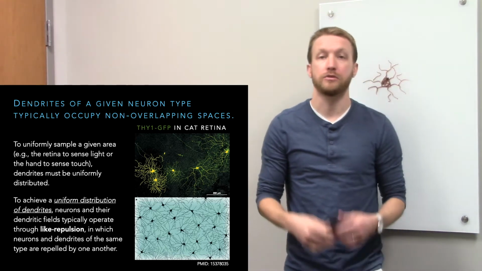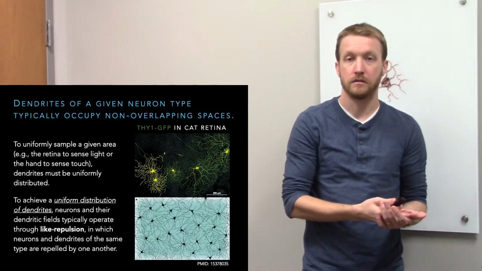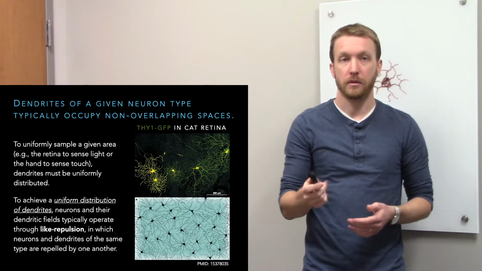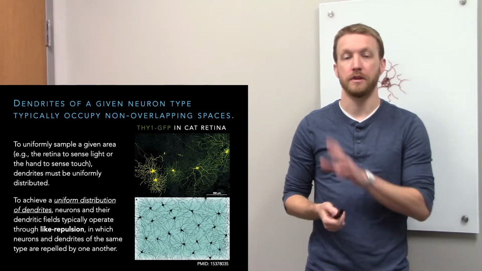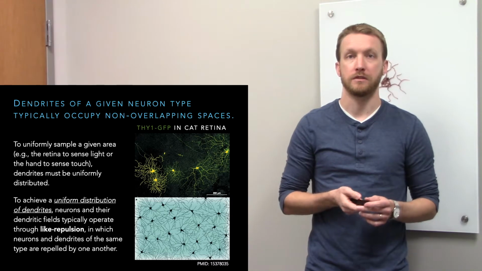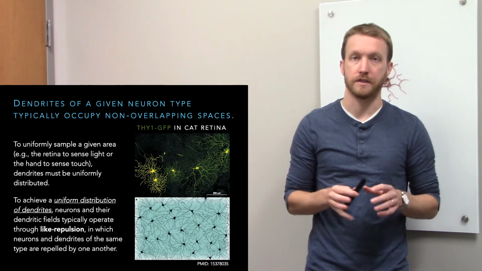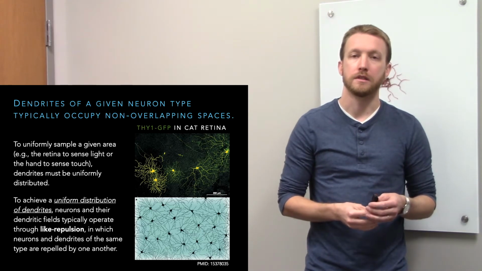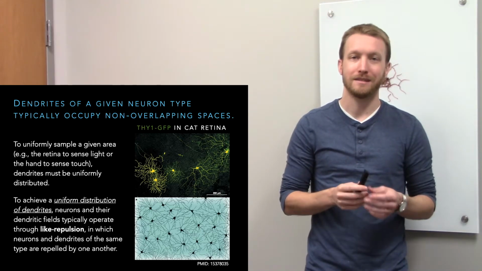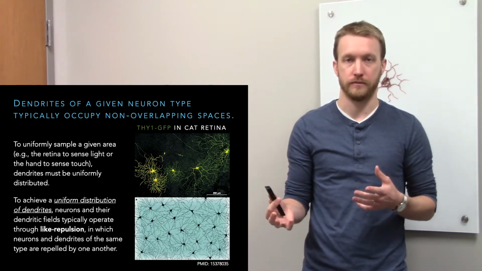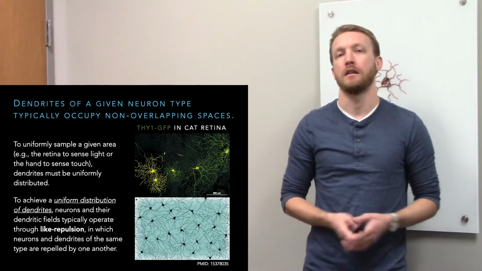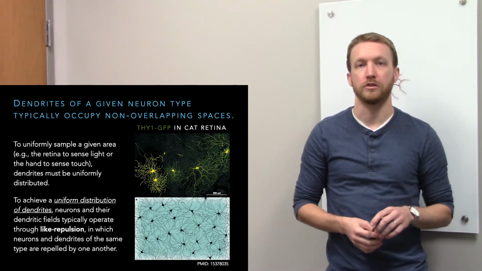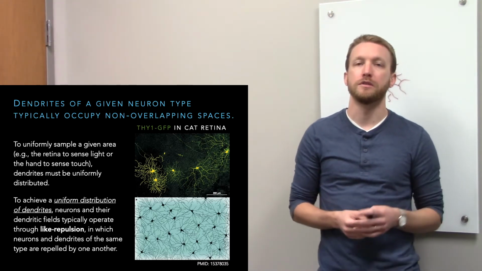So the idea is to make sure that anywhere where we stick an axon, we're going to have a postsynaptic target here. We'll talk about how like repulsion works in just a little bit, but here you can see the expression of GFP in a subset of cells within the cat retina. So they use the Thy1 promoter. This is a neuron-specific promoter, but it's not used in every neuron. So you only get GFP expression in a subset of retinal cells there. And what you can see in the data or in the little cartoon below is that we have relatively uniform distribution of dendrites.